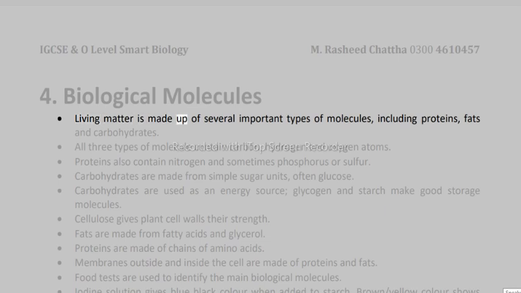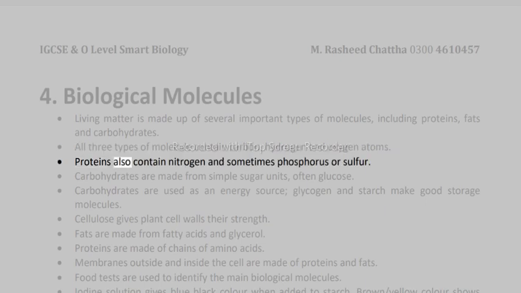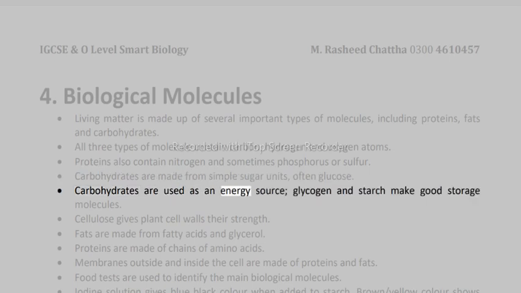Biological molecules. Living matter is made up of several important types of molecules, including proteins, fats, and carbohydrates. All three types of molecule contain carbon, hydrogen, and oxygen atoms. Proteins also contain nitrogen and sometimes phosphorus or sulfur. Carbohydrates are made from simple sugar units, often glucose. Carbohydrates are used as an energy source.